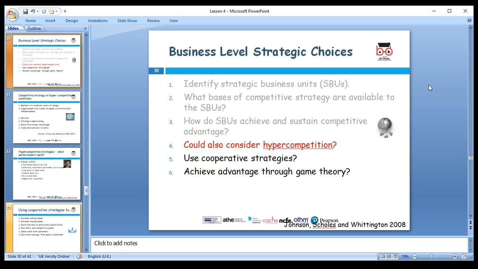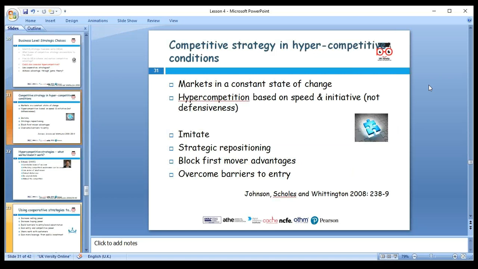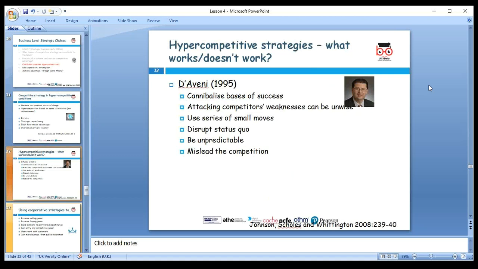As a management accountant, at the end of the day you're looking at the costing side. You have to look at the strategies that will be effective. It can be outsourced, or it can be manufactured in-house, or not. So in competitive strategy, hyper competition makes the market constantly change. Hyper competition is based on speed and initiative, not defensive imitation: strategic repositioning and blocking first mover advantages.